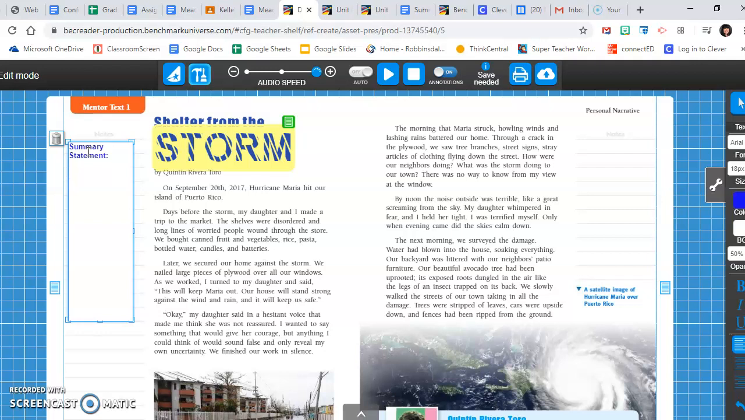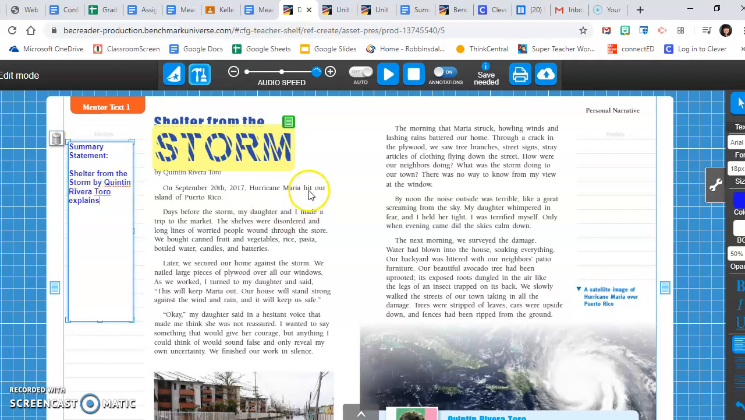So let me start with what I definitely know already. Shelter from the Storm by Quentin Rivera Toro explains, that's my go-to action word. Shelter from the Storm by Quentin Rivera Toro explains. And now I need to think of the main idea.